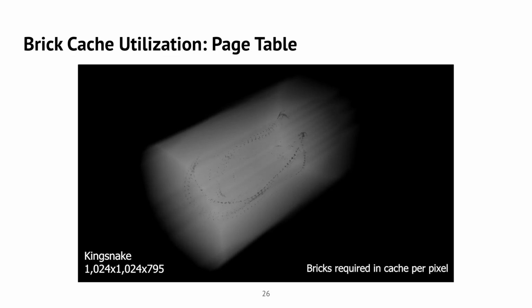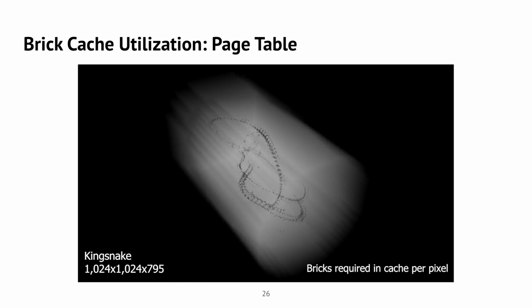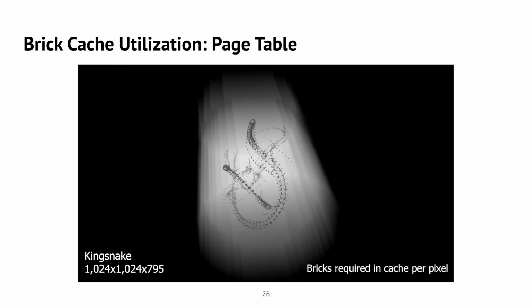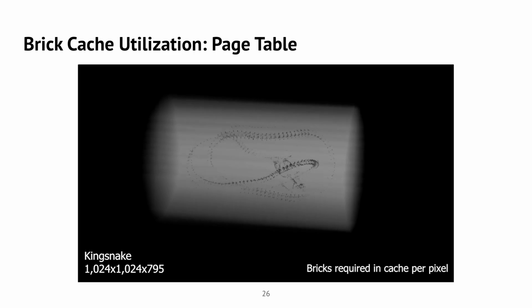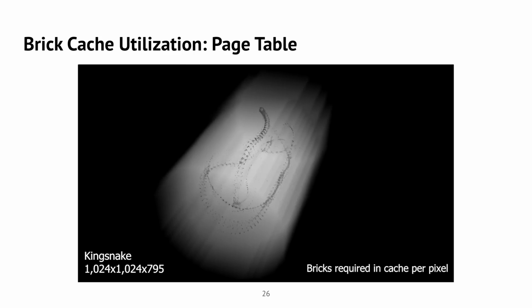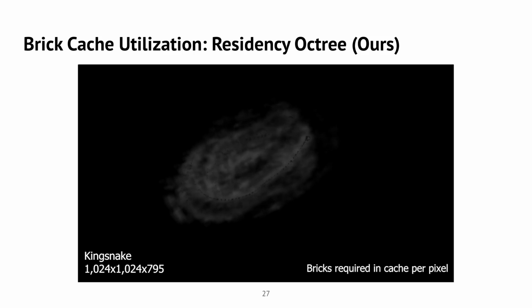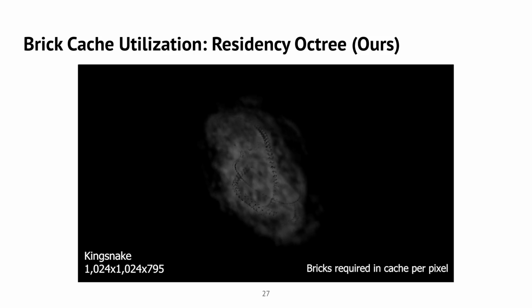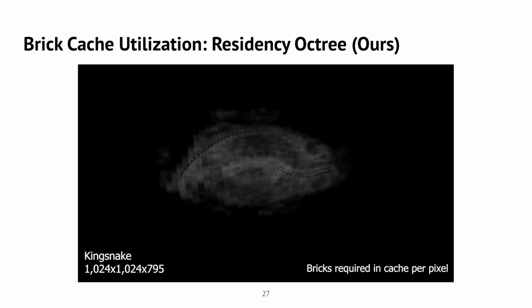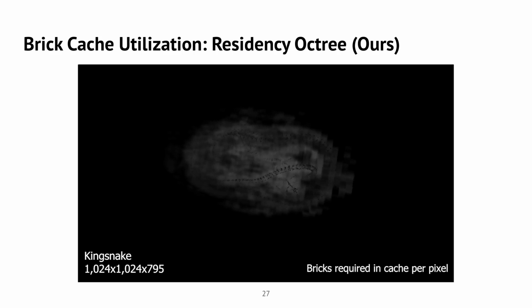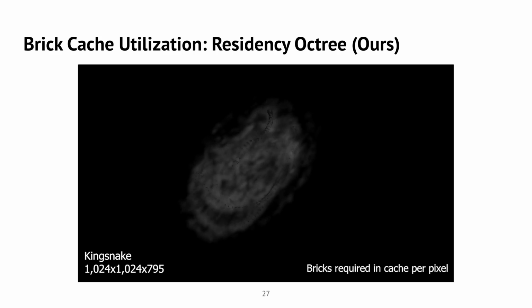With page tables, high-resolution bricks are accessed without a hierarchy traversal, and low-resolution data is not required to be in cache. However, because of the limited empty space skipping capabilities, more non-empty bricks outside the region of interest are kept in memory. Now with the Residency Octree, we can converge to a state where we only have to keep those bricks in cache that actually contribute to the output image. So translucent bricks and low-resolution bricks that are never used do not have to be kept in memory.